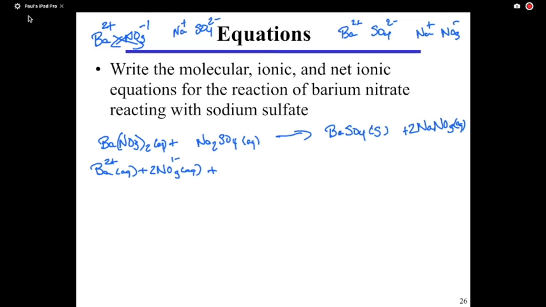So what is the cation? Sodium. What is its charge? +1. How many do I have of them? 2. And it is aqueous.